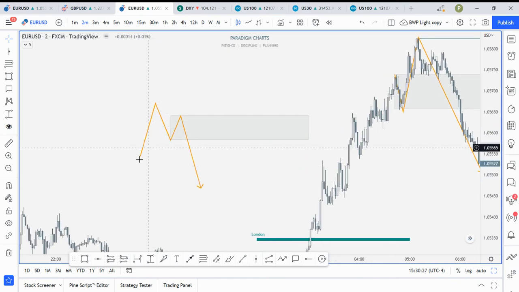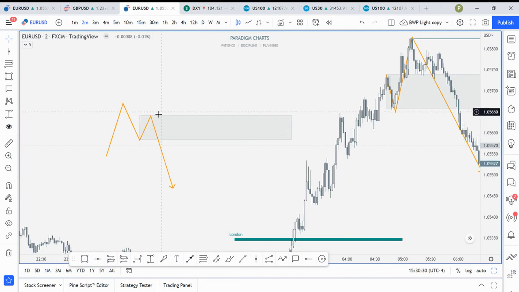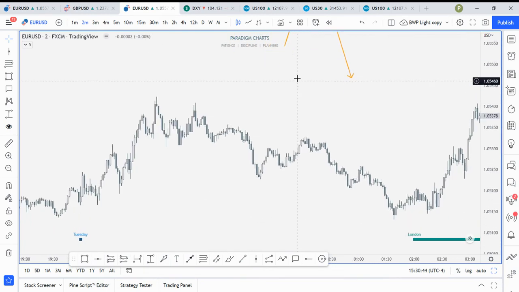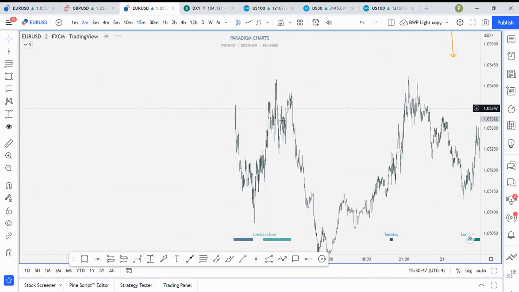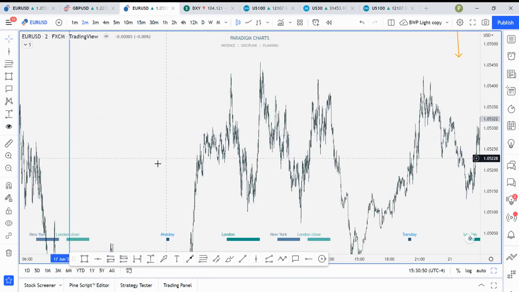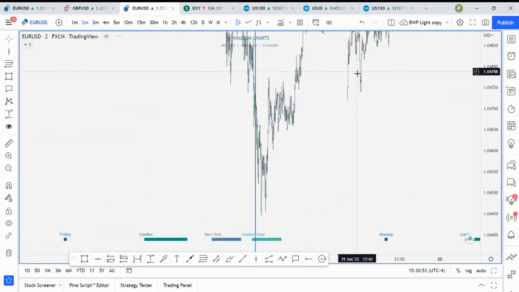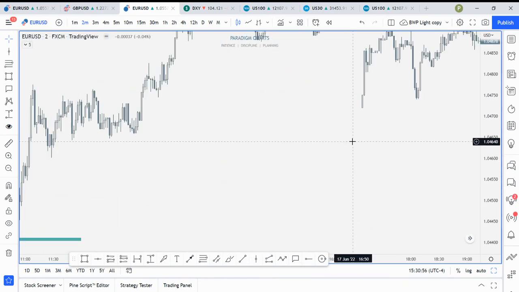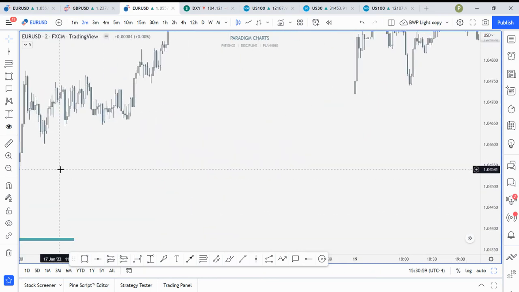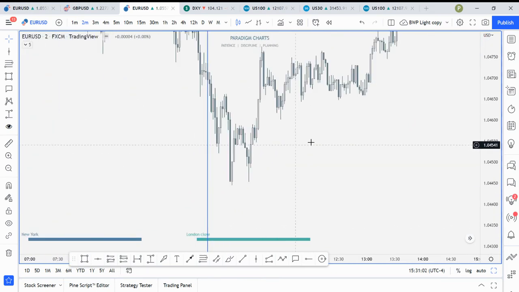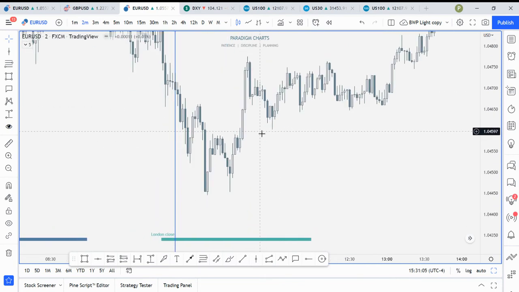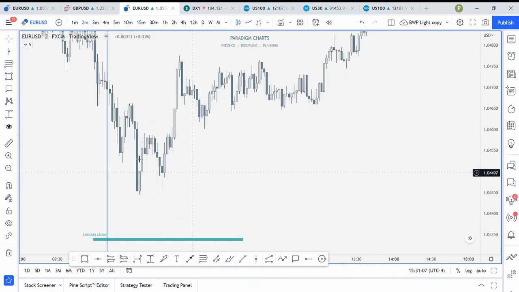Oftentimes, both breakers and mitigation blocks would overlap with other blocks. So you oftentimes see some kind of order blocks here as well. Up close candle, we are bearish. Okay, so let me see if I can still see more examples. Okay, this is another example.